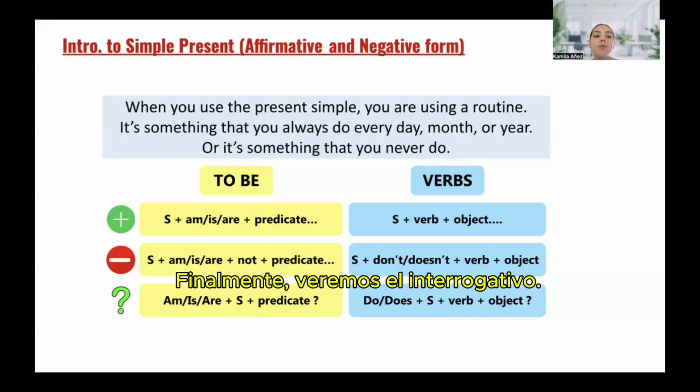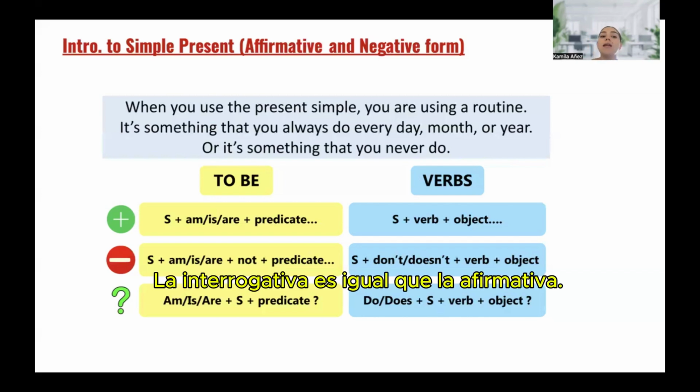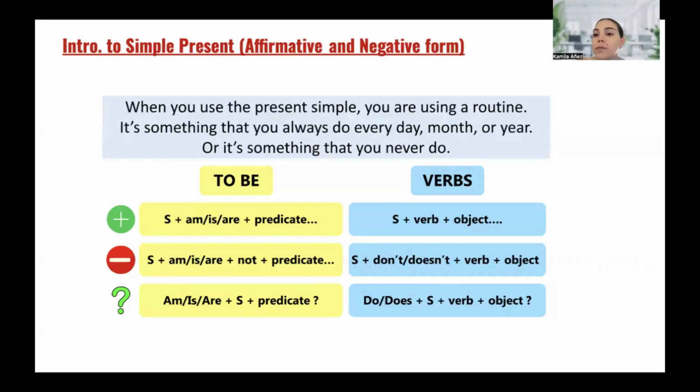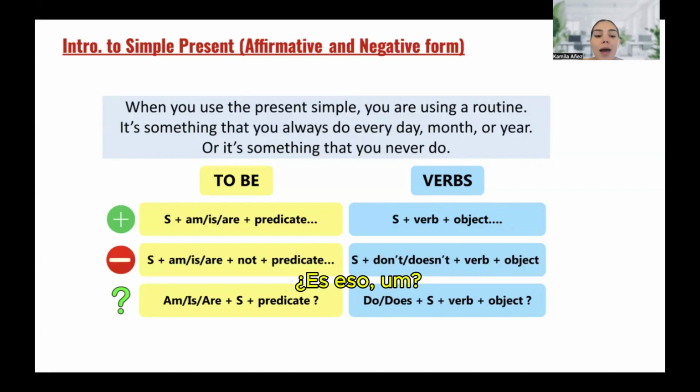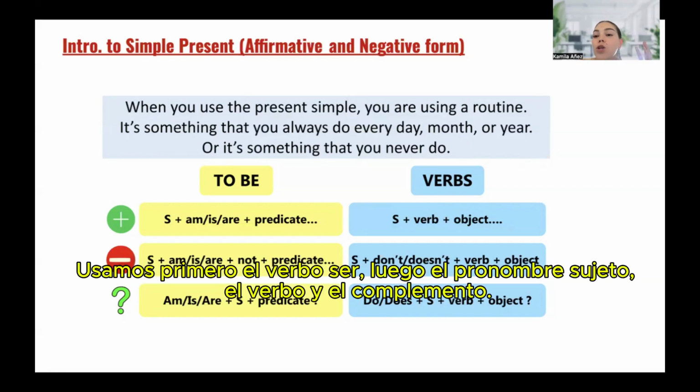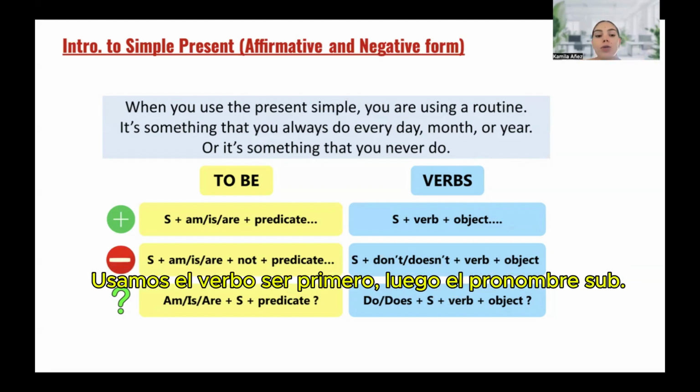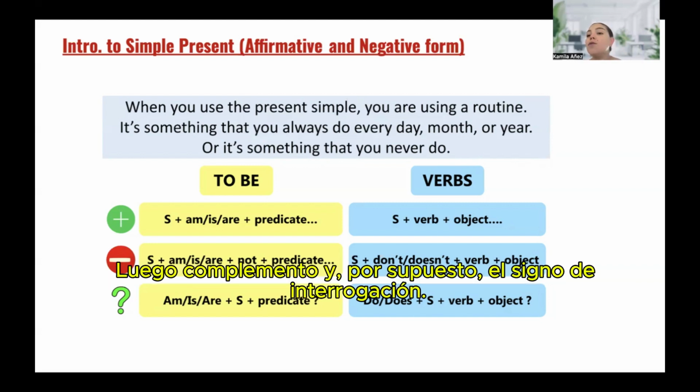And finally, we are going to see interrogative. Interrogative is just the same thing as affirmative. But what is the difference? The difference between affirmative and interrogative is that we use first the verb to be: am, is, are. We use verb to be first. Then we use a subject pronoun, then complement, and of course, the question mark.